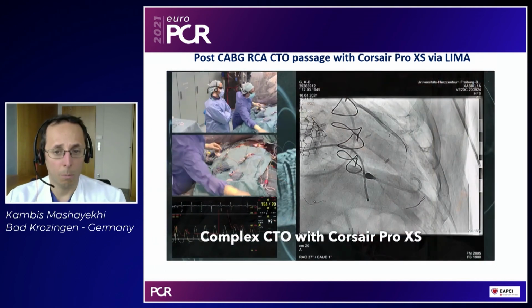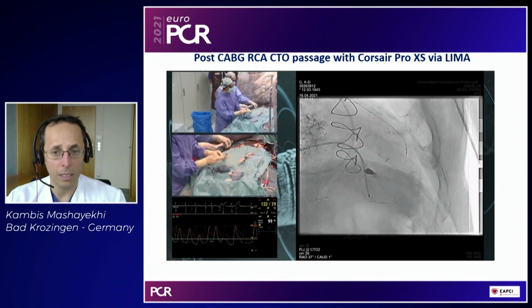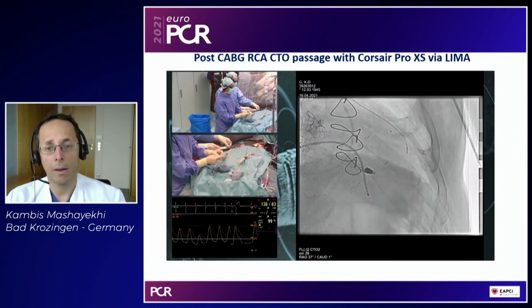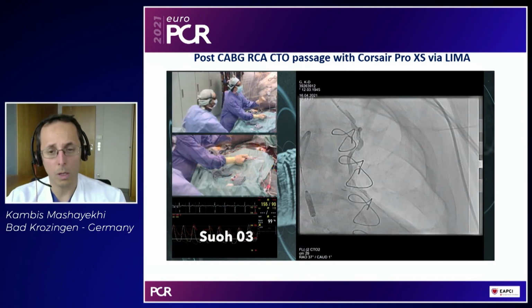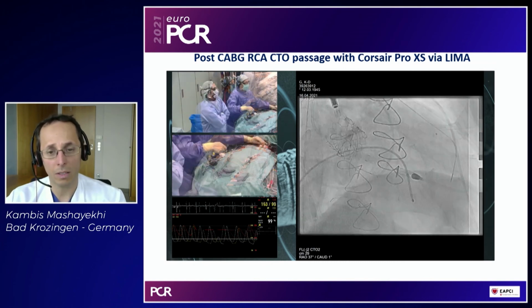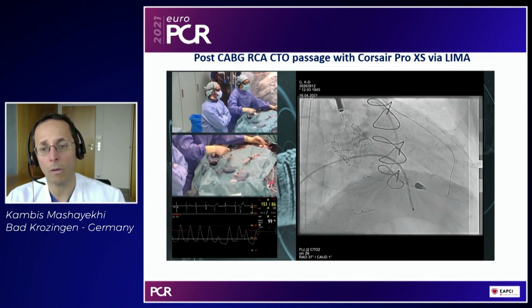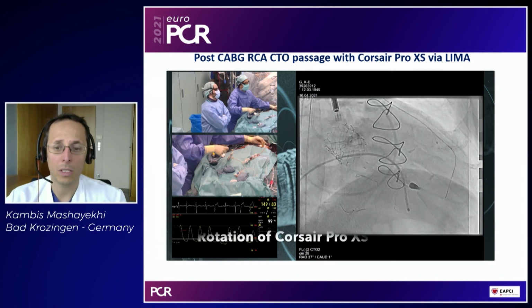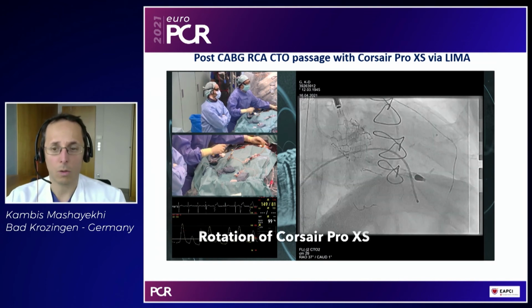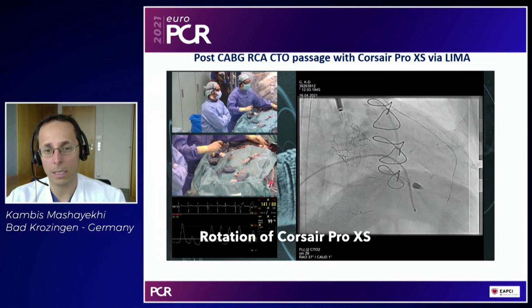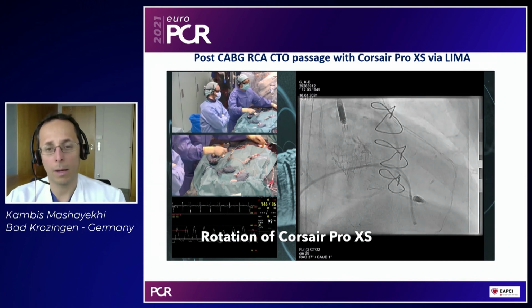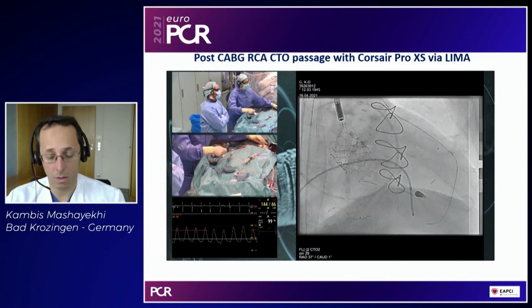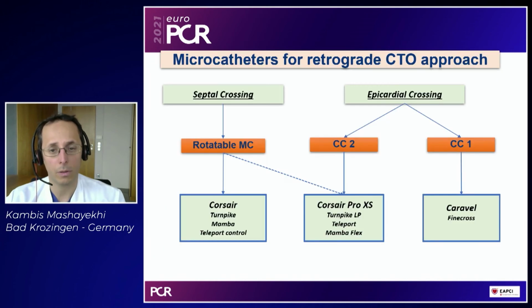So this is possible over this really long, very complex scenario, and still it was a very calcified CTO. So you have all of these characteristics you would need, which means trackability, torqueability, and still enough backup for the wire to make these reverse-CART calcified scenarios.